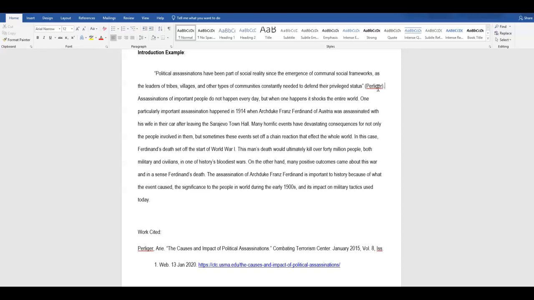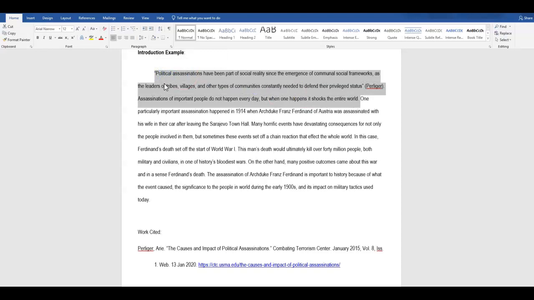You can have in-text citations in your introduction. That's fine, you can have sources as long as you have the in-text citations and they are present on the works cited page. All right, continuing. Assassinations of important people do not happen every day, but when one happens, it shocks the entire world. Okay, so that is my hook, 2 sentences.